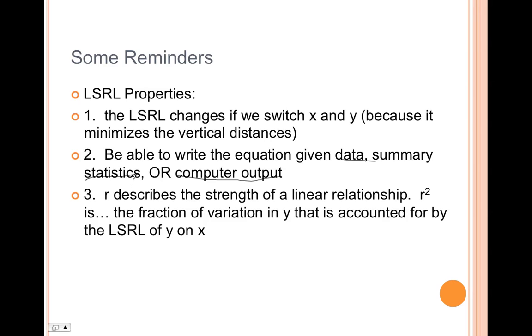Remember that R only describes the strength of a linear relationship, and R squared is the fraction or percent of variation in Y that's accounted for by the LSRL of Y on X. But do we leave Y's and X's in here? Absolutely not. We put it in context.